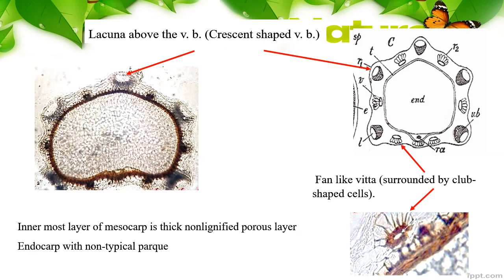Photograph from microscope showing the lacuna in the vascular bundle and fan-like vitta. The innermost layer of the mesocarp showing thick non-lignified cells with porous walls, giving the appearance of a porous structure. The endocarp showing non-typical parquetary structure.